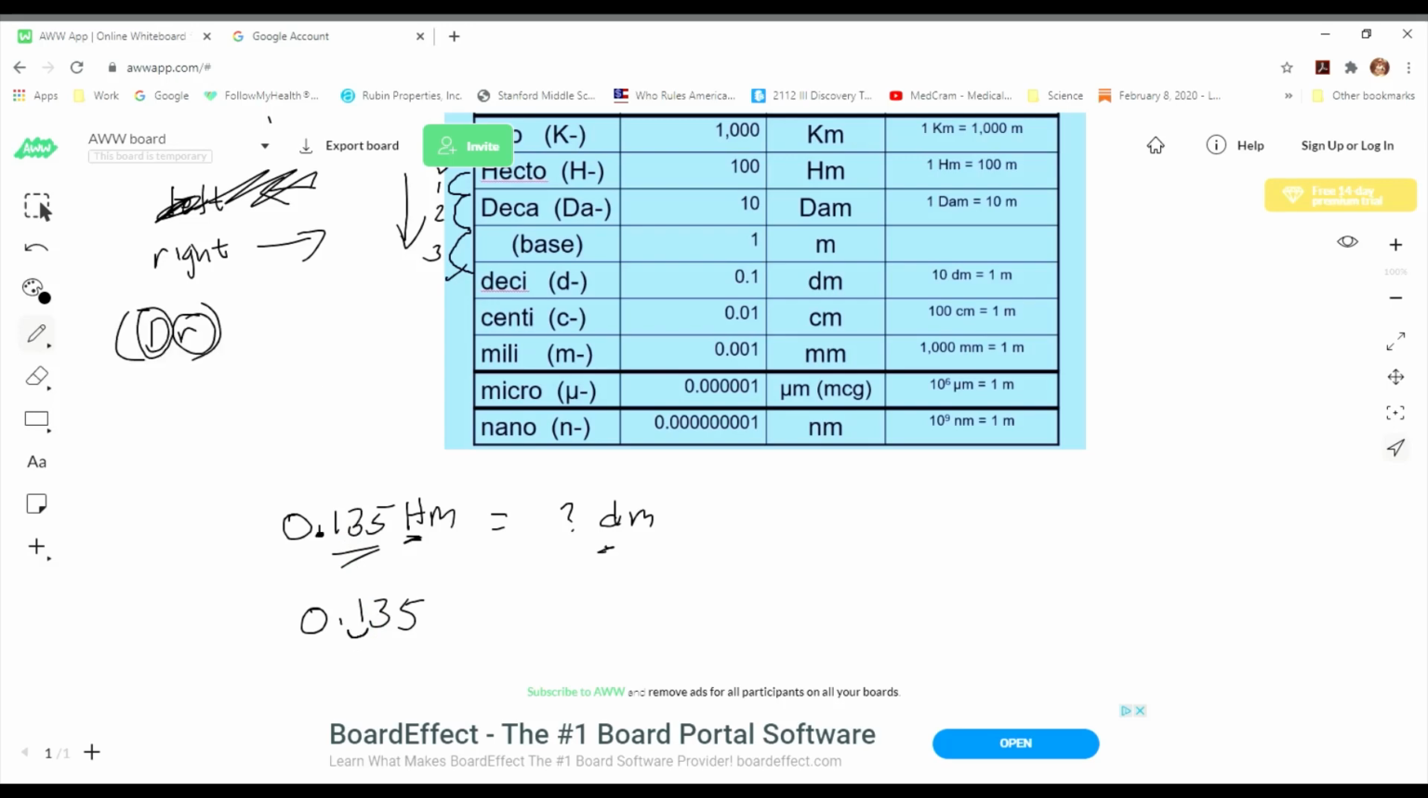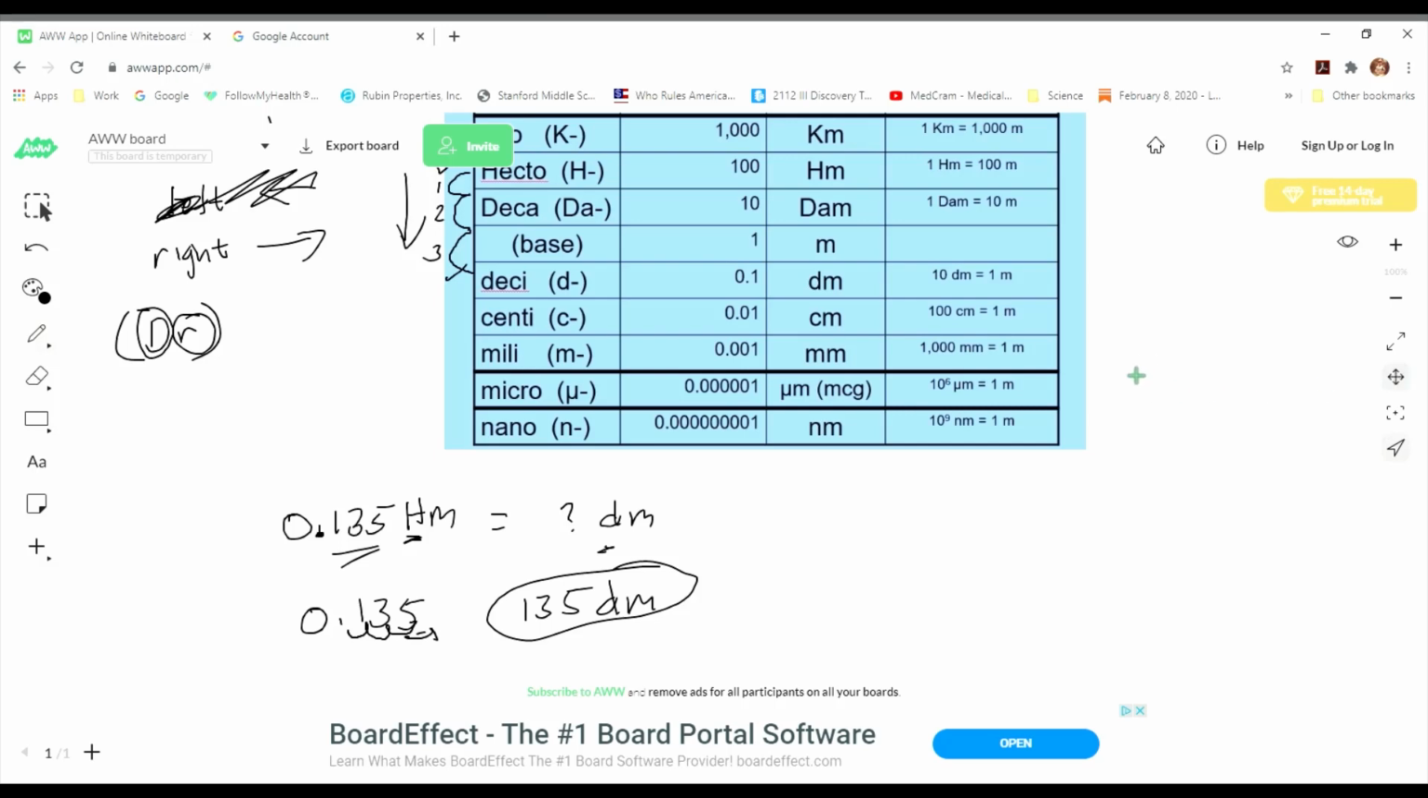Going from between the decimal and the 1, to between the 1 and the 3, then between the 3 and the 5, then after the 5. So there I've moved it 3 times. And so now I'm going to end up with 135 decimeters. So there would be my answer. All right, so that's how you do that.